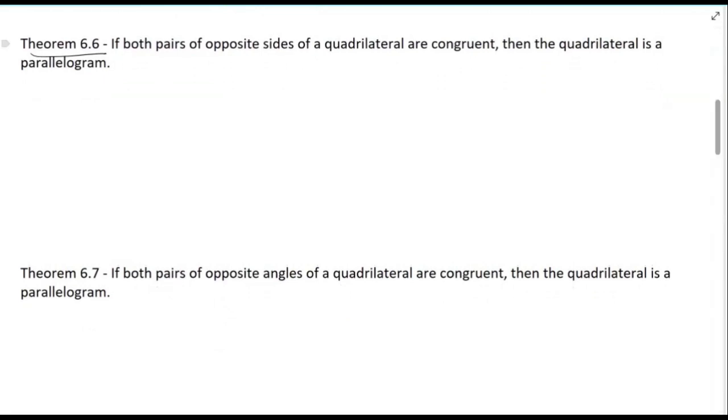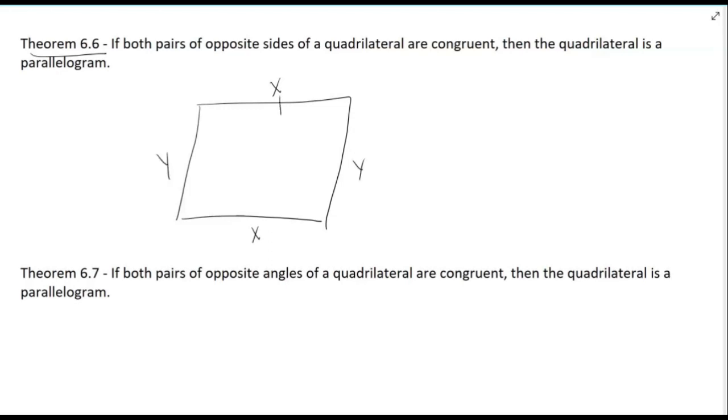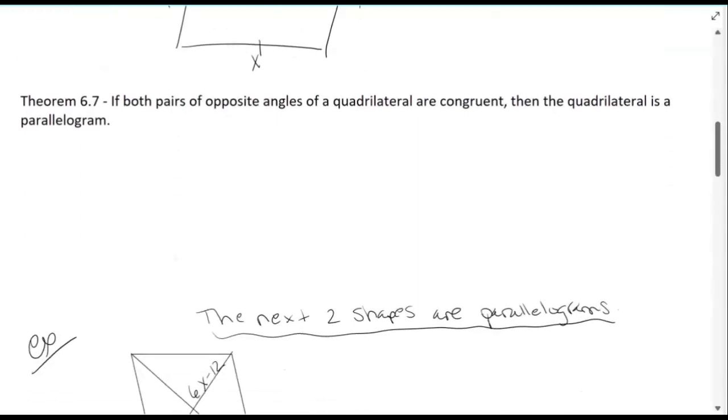Theorem 6.6: if both pairs of opposite sides of a quadrilateral are congruent, then the quadrilateral is a parallelogram. So say you don't know anything about whether they're parallel to each other, but you do know that x is congruent to x and y is congruent to y, right? So this is congruent to this and this is congruent to this. Then you know that it has to be a parallelogram. So if you know that opposite sides are congruent, then it's a parallelogram.